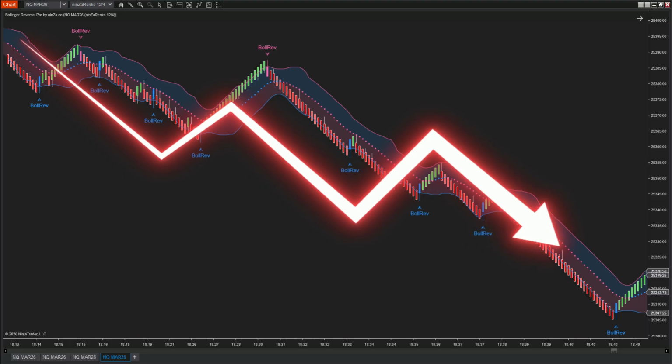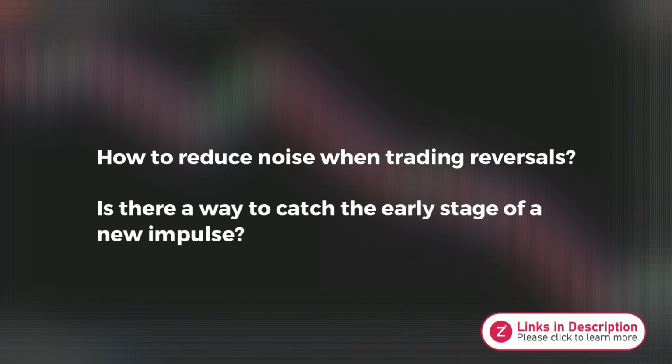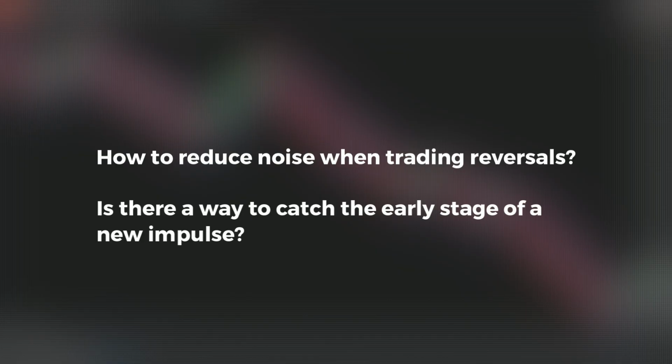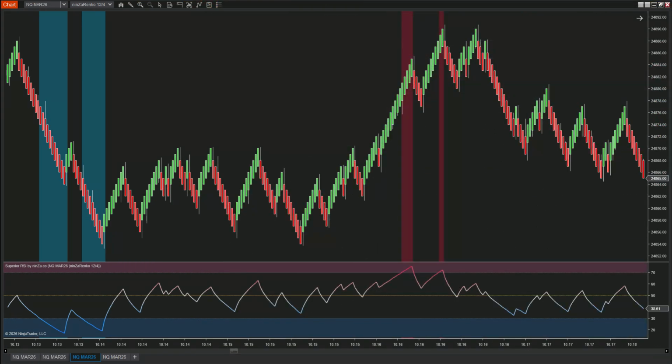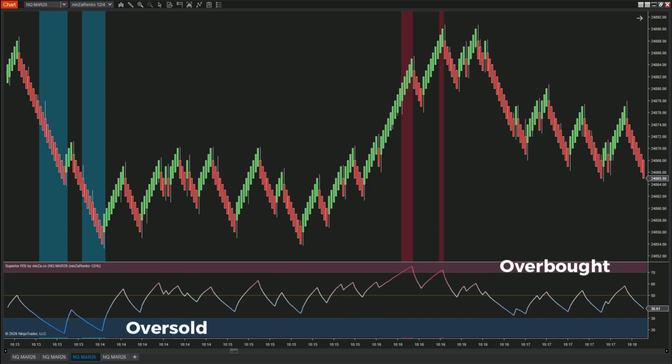However, trading with Bollinger Bands still has some limitations. For example, how to reduce noise in reversal trades or how to identify the early stage of a new trend. These are common challenges when using Bollinger Bands on its own. To address these issues, we use the superior RSI indicator. This indicator helps evaluate whether the market is in an overbought, oversold, or neutral condition.